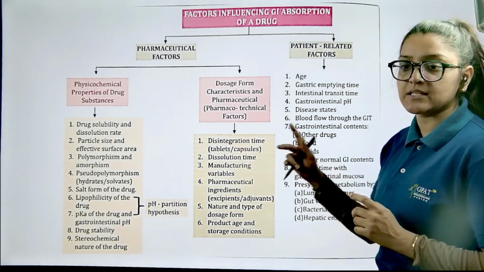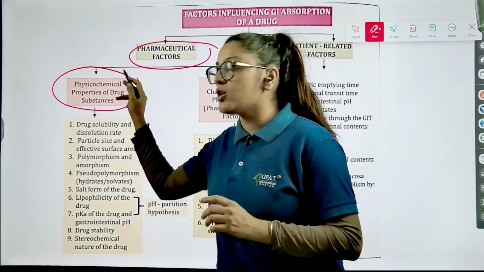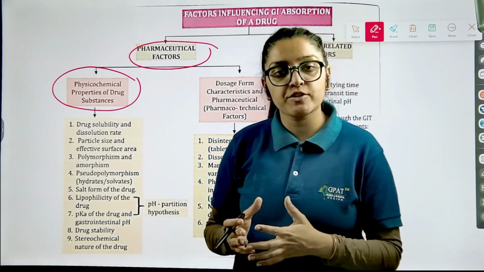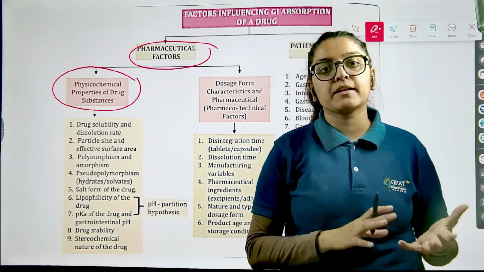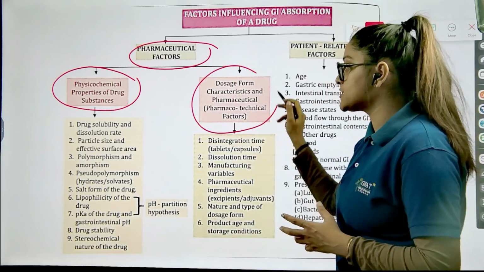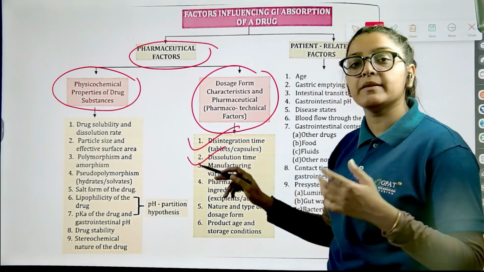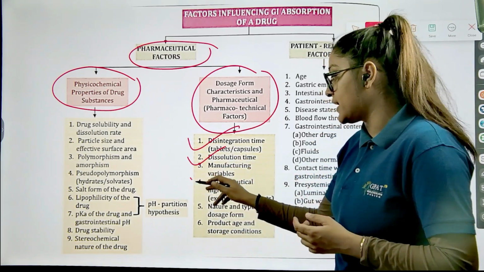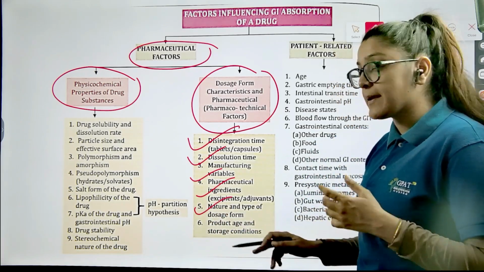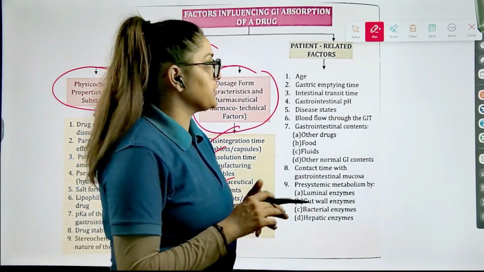Now the factors are classified basically into the pharmaceutical factors, which will include those based on the drug substance: the drug pH, drug solubility, how the drug is going to be ionized, and what fraction will remain unionized, which is going to impact drug absorption a lot. Second will be your dosage form, which indicates the disintegration time, the dissolution time, the manufacturing variables, the excipients you have used, and the type of dosage form. Based on that, your bioavailability also significantly varies.